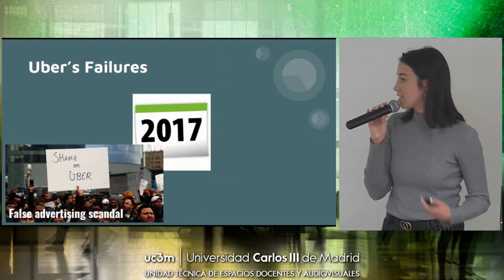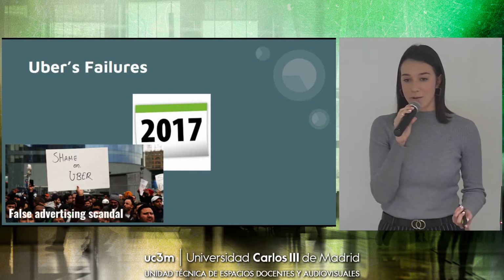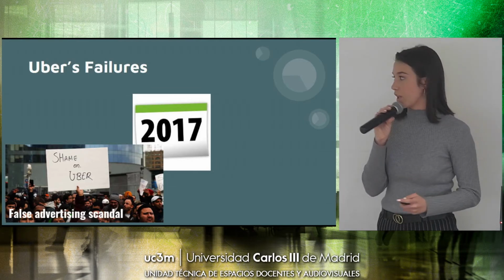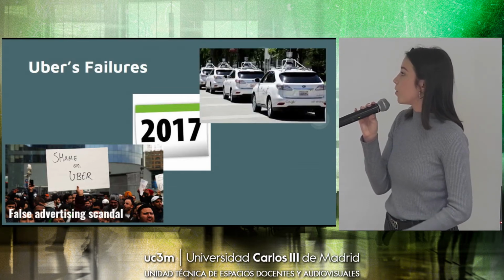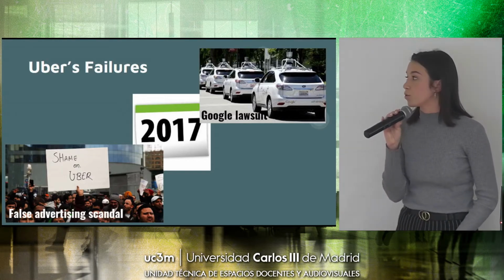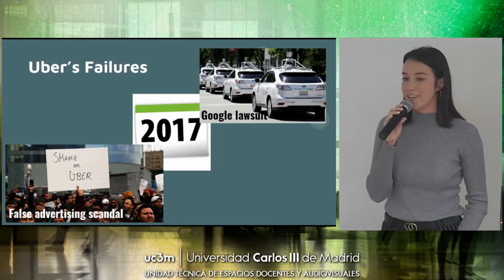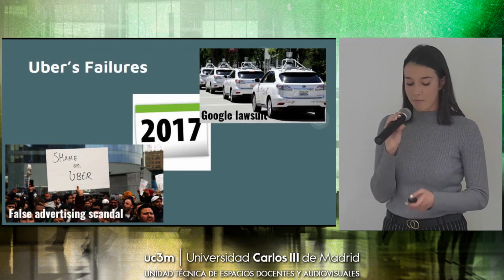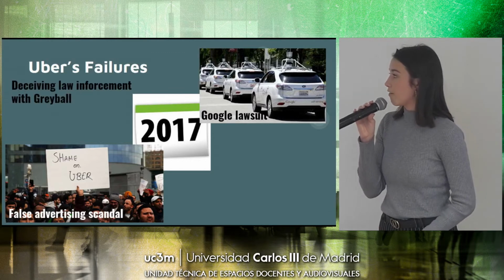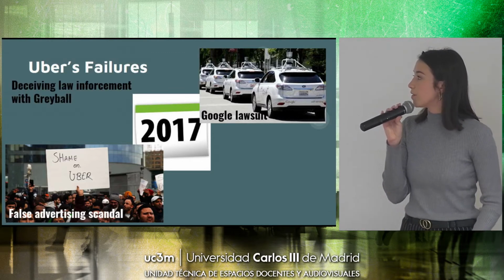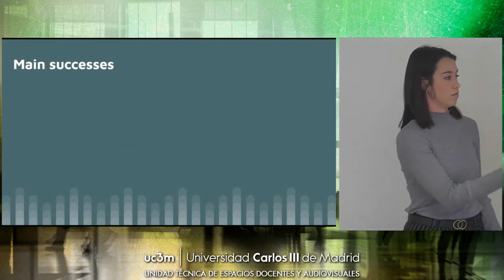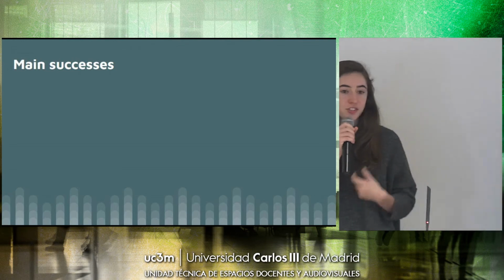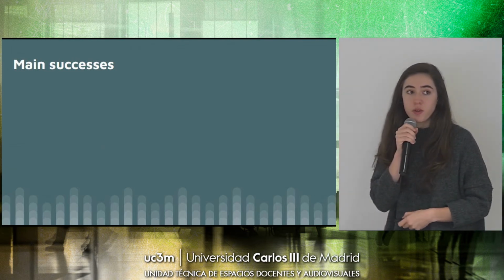The false advertising scandal involved Uber posting different prices on the internet than the ones the real drivers were actually receiving. Also, the Google lawsuit against Uber was very important because they were copying technology for the automatic car. And finally, the last scandal of 2017 was deceiving law enforcement with Greyball. Despite all of these failures that Marta just talked about, Uber managed to overcome most of them.